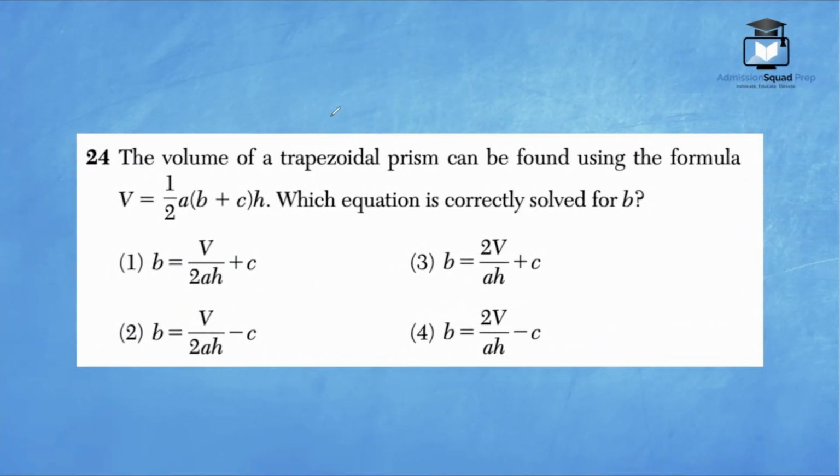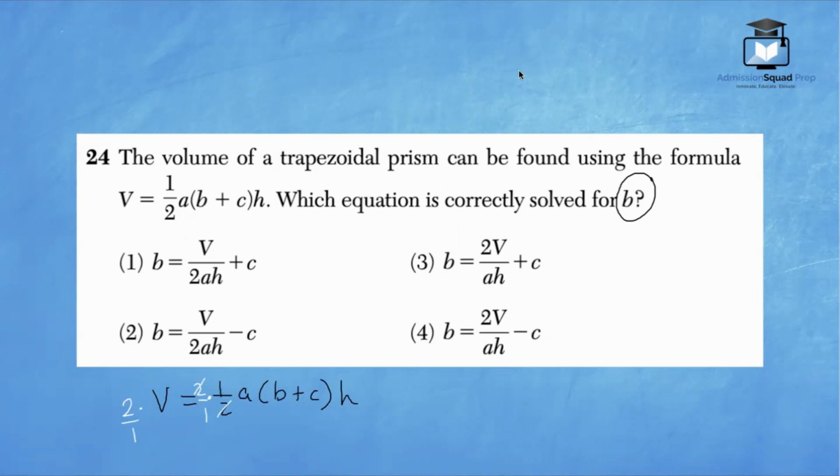Number 24. The volume of a trapezoidal prism can be found using the formula V equals 1/2 A, open parentheses, B plus C, close parentheses, times H. Which equation is correctly solved for B? This means we want to isolate B. Let's get started. My first goal here would be to get rid of the 1/2. So right now, again, anytime you're multiplying by a fraction, the easiest step is to multiply by the reciprocal. So I'll multiply both sides of this equation by 2 over 1.